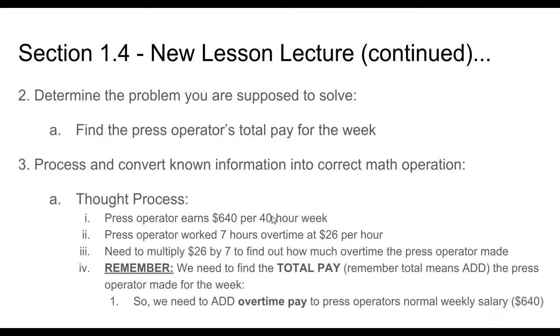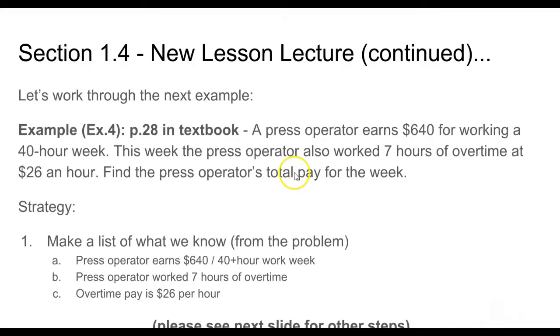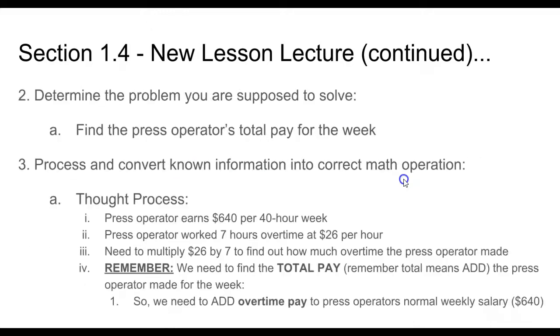Then step 2, or strategy 2, is we need to determine the problem we're supposed to solve. As we look at the problem, it states, find the press operator's total pay for the week. So we need to write that down or have an idea of that. And then we go to step 3. Step 3 says process and convert known information into the correct math operation.